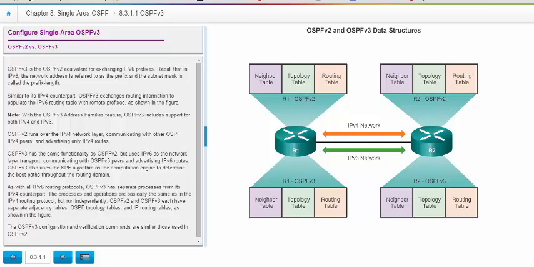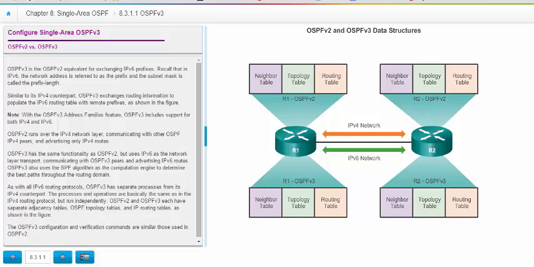Okay, we've talked a little bit, or a lot, about OSPF version 2, which is the IPv4 version of the OSPF protocol. Now let's look a little bit at OSPF version 3, which is the IPv6 version of the OSPF protocol. They work very similar. Similar to IPv4, OSPF version 3 exchanges routing information to populate the IPv6 routing table with remote prefixes.